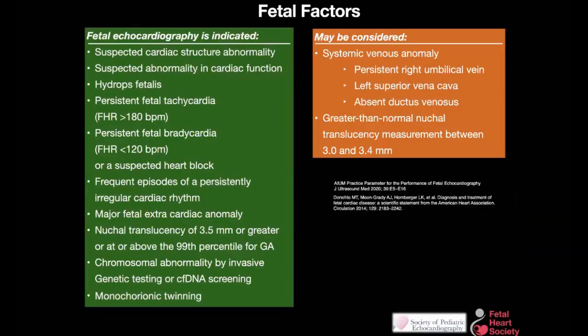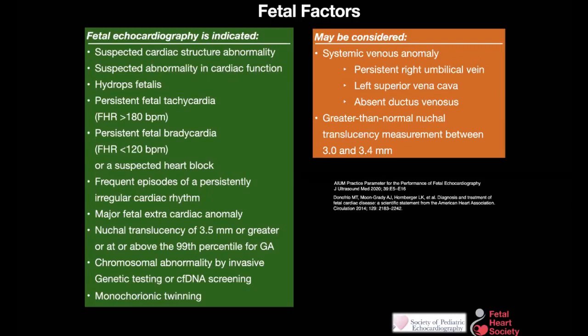So with fetal factors, fetal echo is indicated if there's a suspected cardiac structure abnormality, suspected abnormality in cardiac function, hydrops, persistent fetal tachycardia. This is with a fetal heart rate of greater than 180 beats per minute, persistent fetal bradycardia with a fetal heart rate of less than 120 beats per minute, or even a suspected heart block, and frequent episodes of a persistently irregular cardiac rhythm. Major fetal extracardiac anomalies and a nuchal translucency of 3.5 millimeters or greater, or above the 99th percentile for gestational age. Chromosome abnormalities by invasive genetic testing or cell-free DNA screening, and monochorionic twinning.